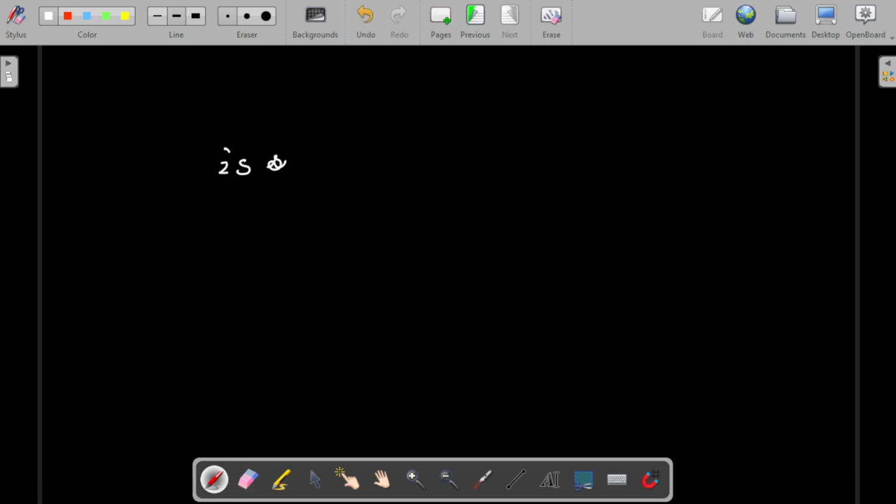Signed 2's complement, sorry. So signed 2's complement is best. All our laptops and mobile phones use this signed 2's complement representation only. In the next class, I will let you know why signed 2's complement is very important and how it is used in real time to add and subtract numbers.